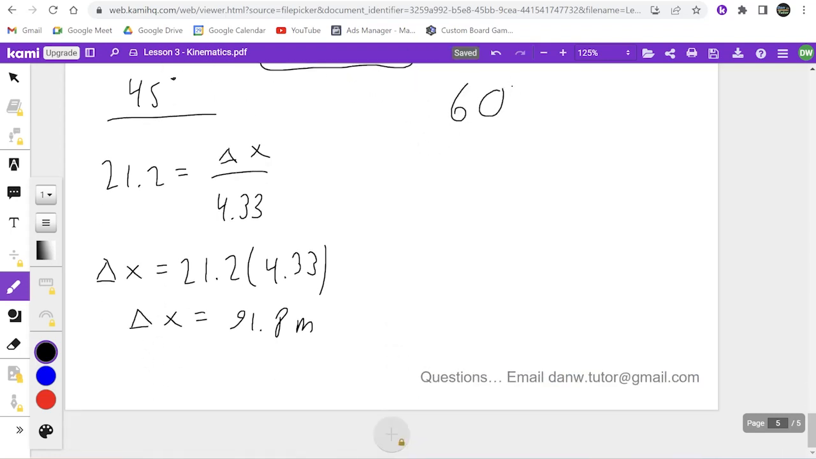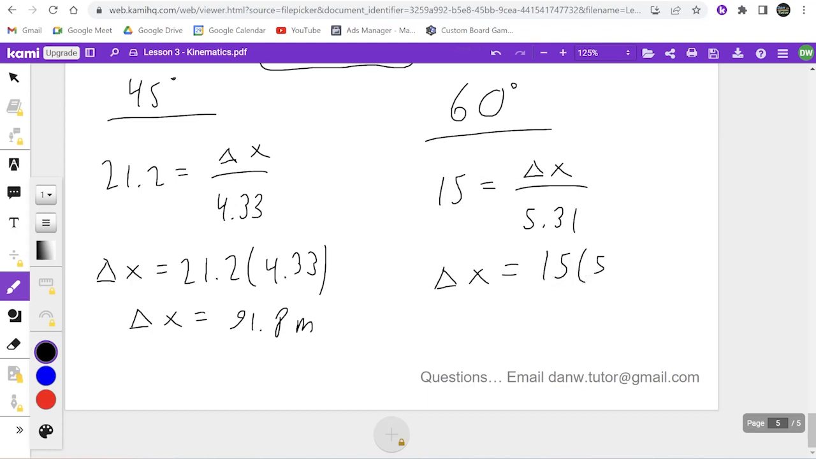And then for the 60 degree angle, doing the exact same thing, vx, remember vx for the 60 degree angle is 15, equals delta x over the time, which is 5.31. Just multiply both sides by 5.31. Delta x equals 15 times 5.31. And you plug that in your calculator, and you'll get 79.7 meters. That's shorter. Looks like the 45 degrees goes further.